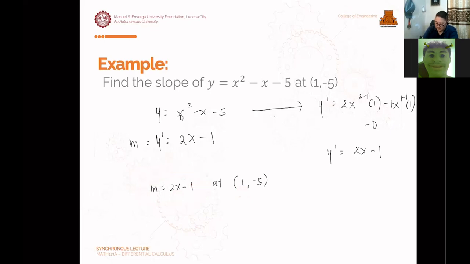Okay? So, m is equals to 2 times 1 minus 1. Or ang sagot natin, m is equals to 1. So, ito yung hinahanap na value ng slope natin. 1 ang slope natin dun sa given problem. Okay?